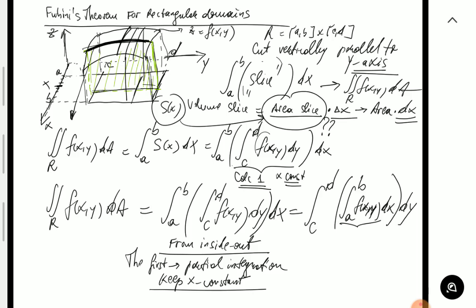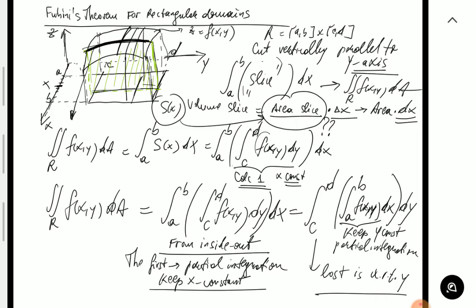So here you're going to keep y constant first, and you're going to do the first partial integration. And the last one is with respect to y. So with that in mind, let's continue with examples.